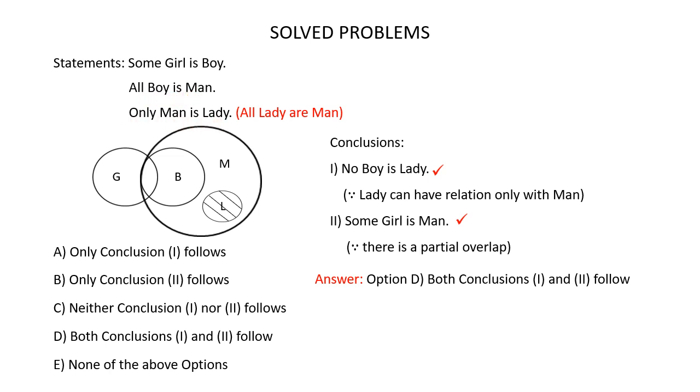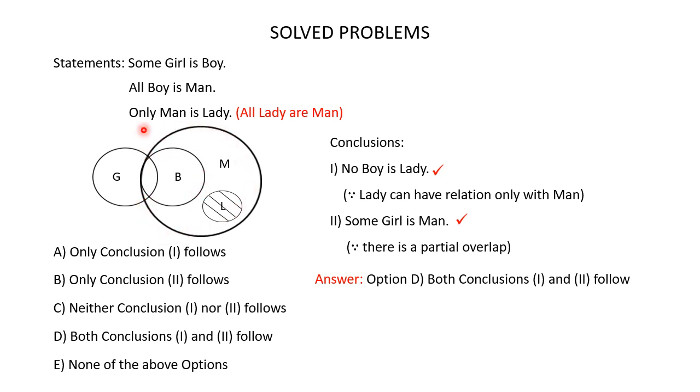So now let's draw a Venn diagram for these statements. Some girl is boy. This means in the Venn diagram there has to be a partial overlap between girl and boy. All boy is man. This means all boys should be inside man.